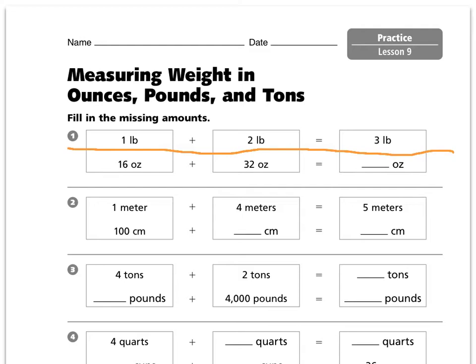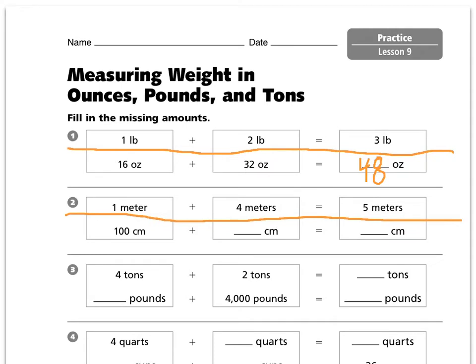For number 1, I have 1 pound plus 2 pounds equals 3 pounds. 1 pound is the same as 16 ounces, which is the same for 2 pounds and 32 ounces. I need to add 16 plus 32, and I know that that would equal 48 ounces, which is the same thing as 3 pounds.